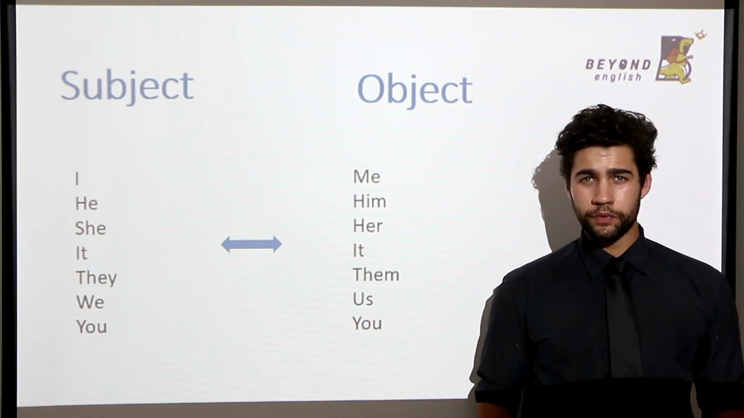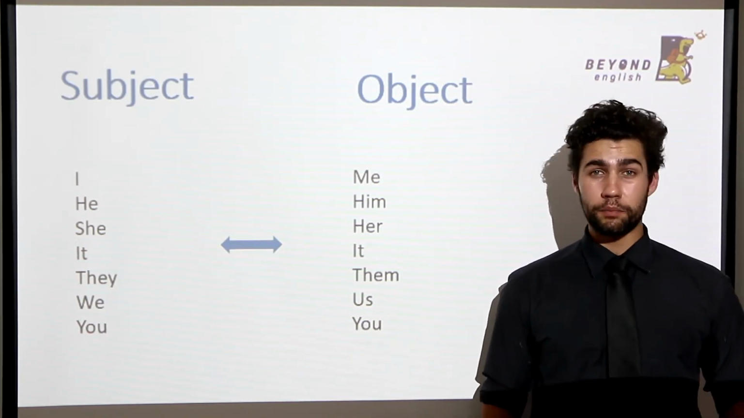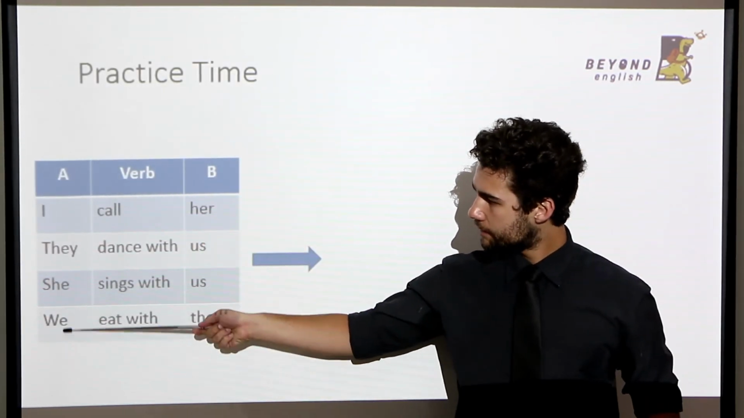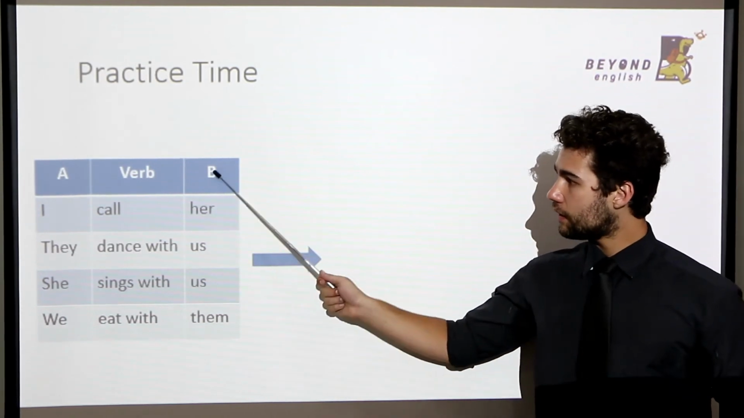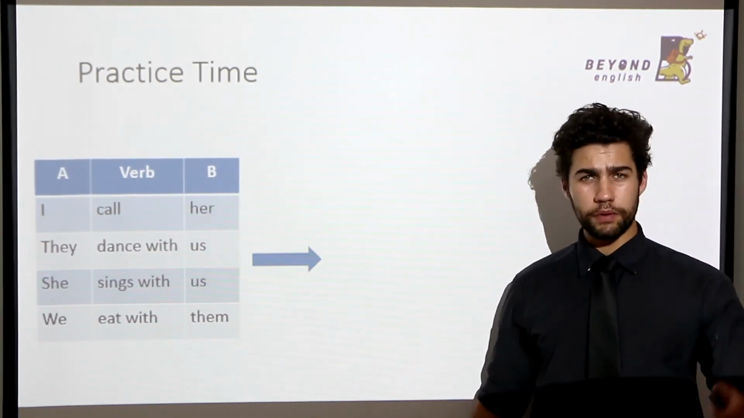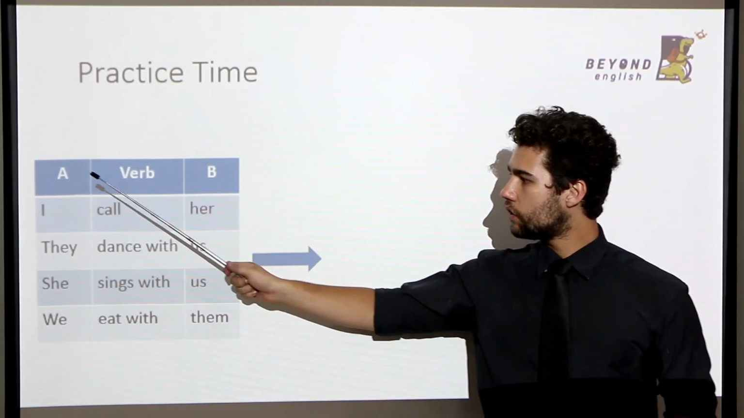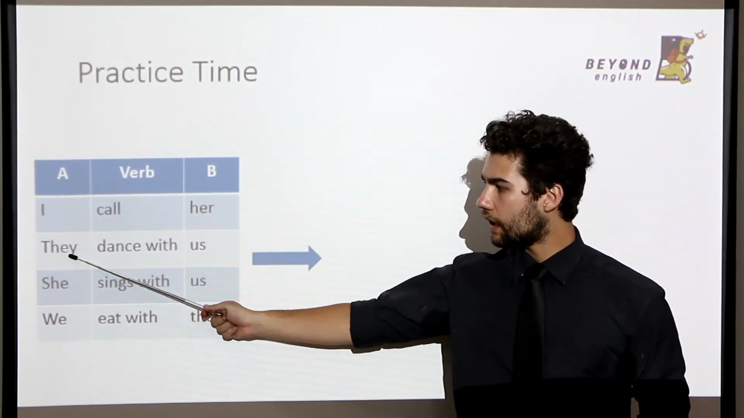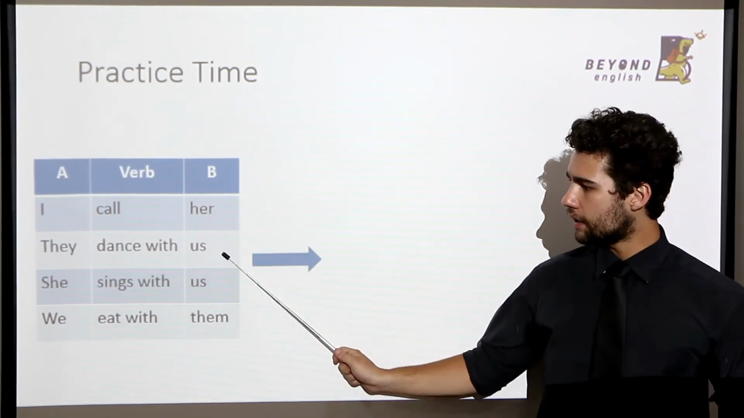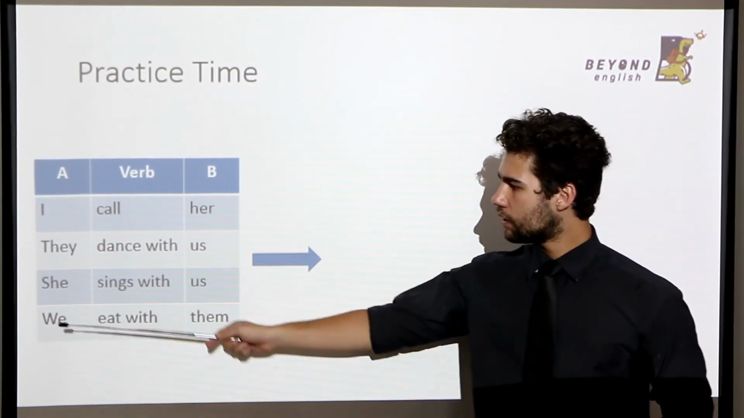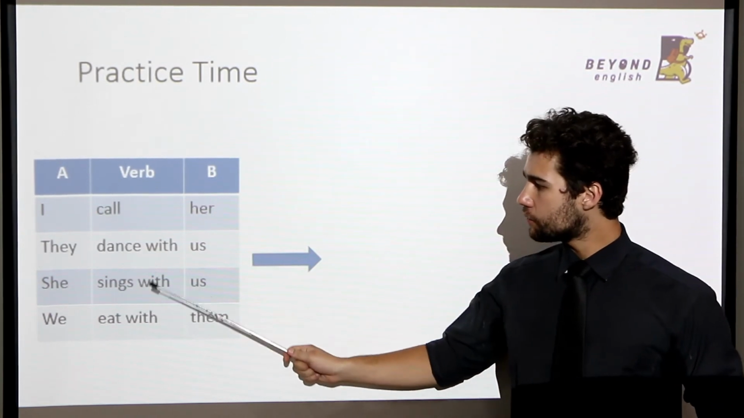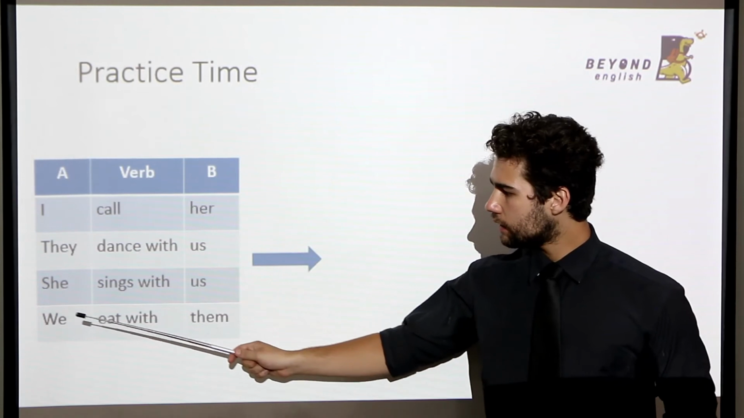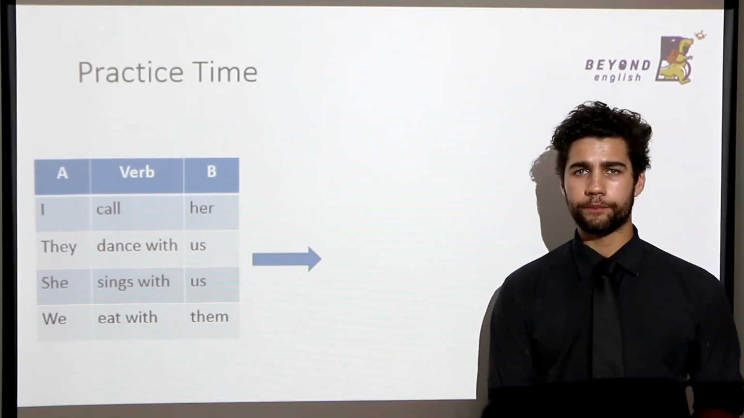Okay, now let's move on to some practice time. We have a column A and a column B. Let's read them. I call her. They dance with us. She sings with us. And we eat with them.